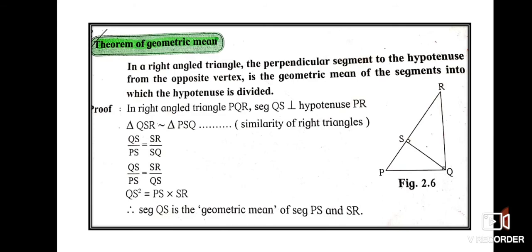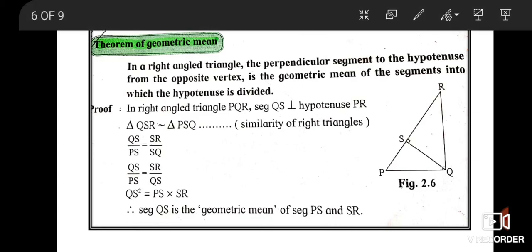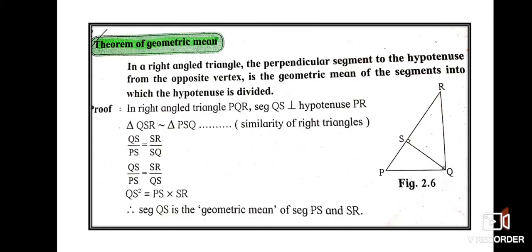So here also what types of sums they can ask you? Here there are three terms, QS, PS and SR. They might give you the value of any two and ask you to find the value of the third one. They can give you PS, they can give you QS, and they can ask you to find SR. So you have to use this as a formula. But remember, to use this formula, you have to say that these two triangles are similar. Therefore, by test of similarity, they are similar. Then you say by geometric mean, you have to write this. So with reason, you have to write it.